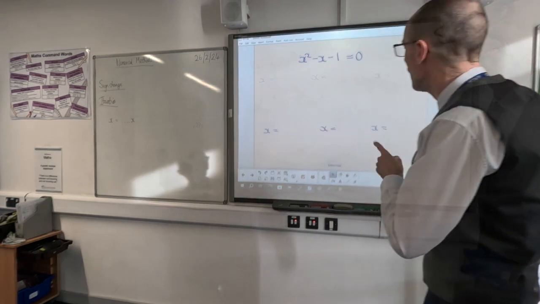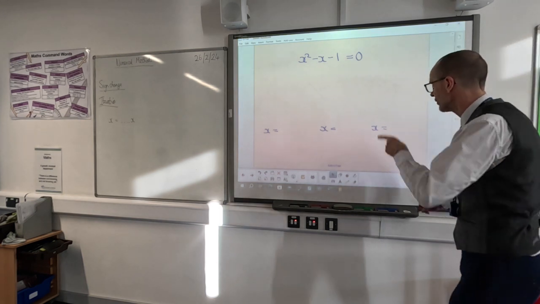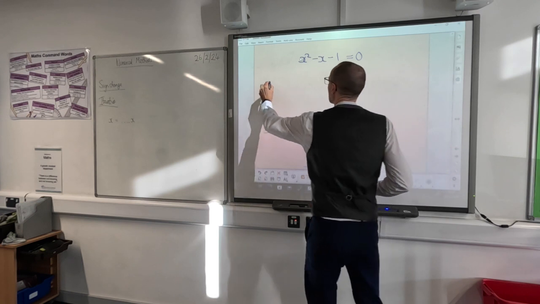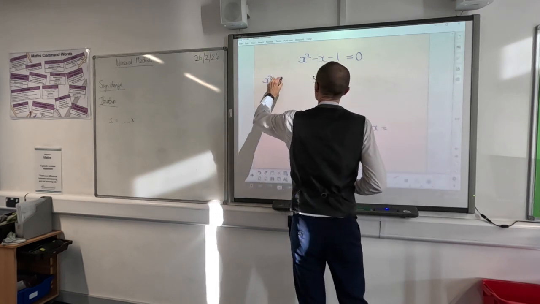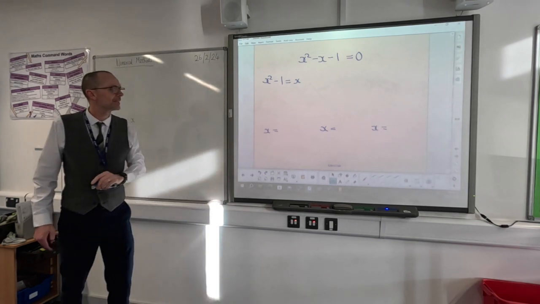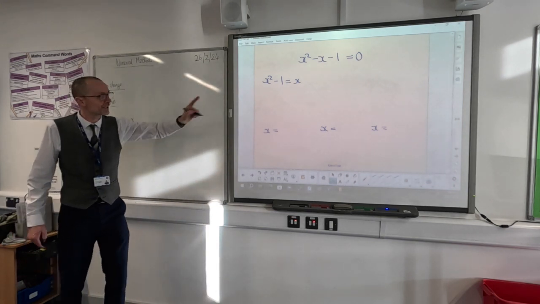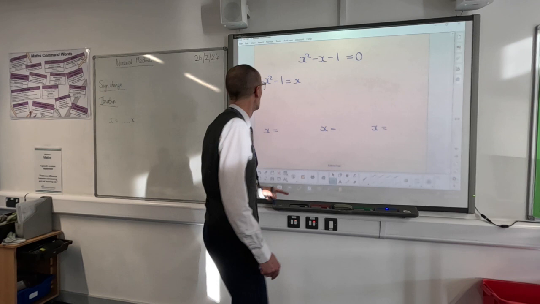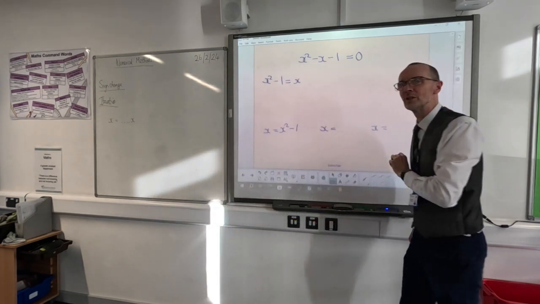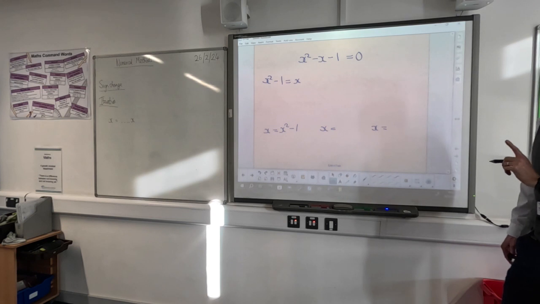Go on, Harrison, give me one way I can rearrange it. Can you talk me through your steps? Add x, and you get x squared minus 1 equals x. Yep, keep going. Oh, sorry, yes, that's it. So you've got that, okay? Yeah, brilliant. So that's one way we can rearrange it, yeah?